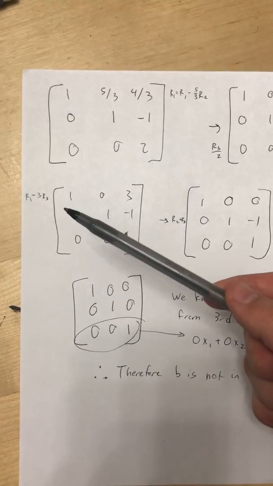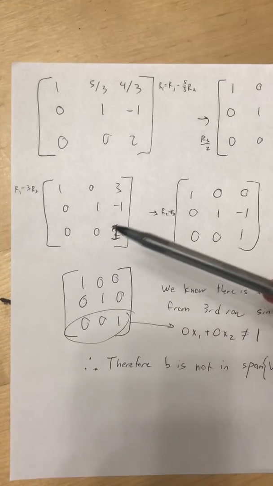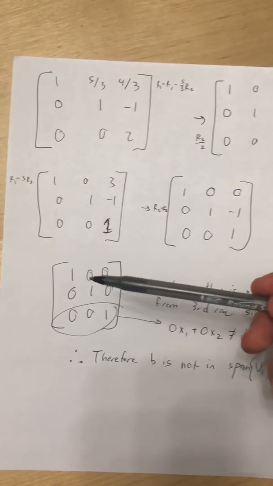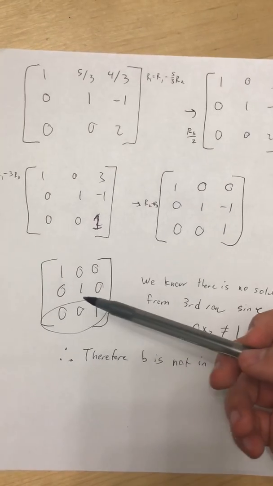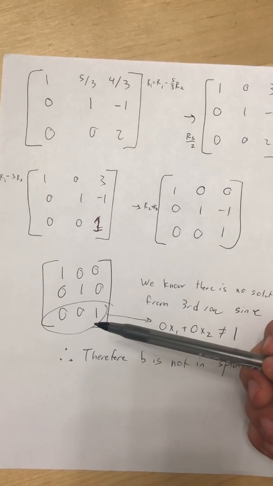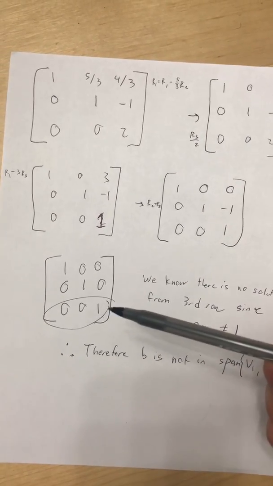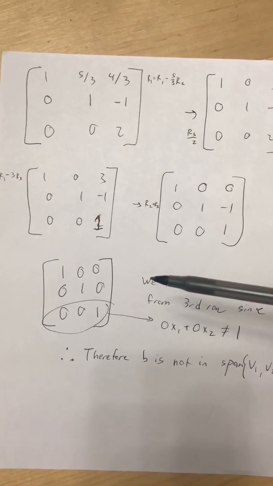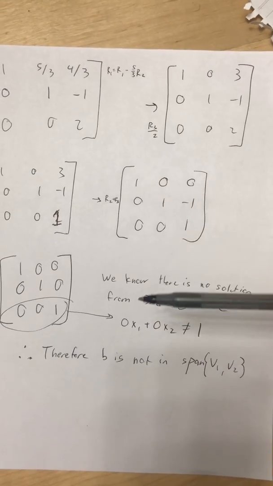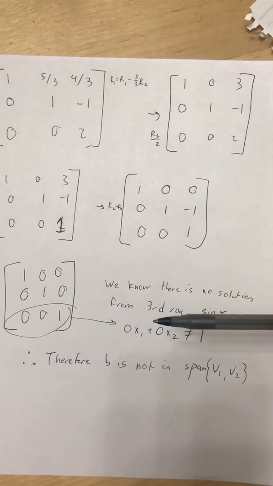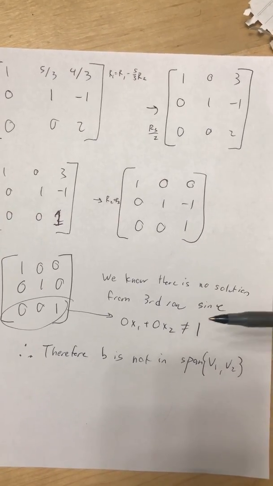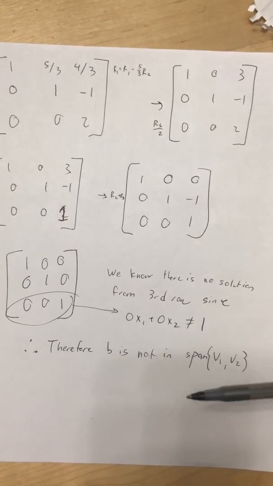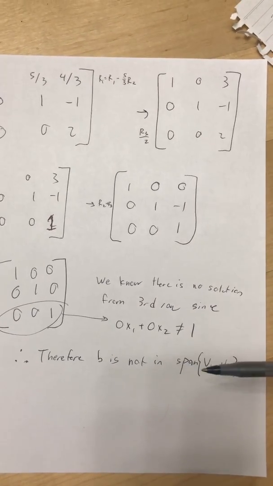Here we do row 1 minus 3 times row 3 in order to cancel this one out. Then we end up all the way at this matrix, and as you can see at the bottom, we have a row in which the last value of the row is a pivot. So we know that 0 times x1 plus 0 times x2 is not equal to 1. Therefore, there is no solution. And since there is no solution, we know that b is not in the span of v1 and v2.